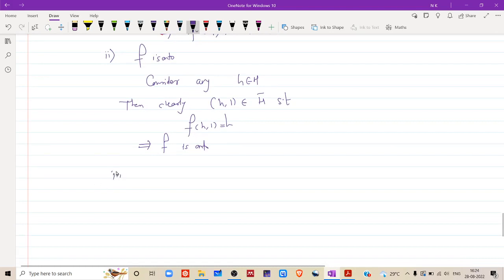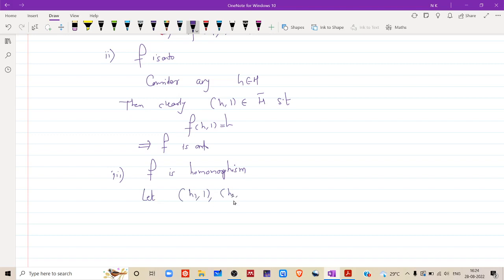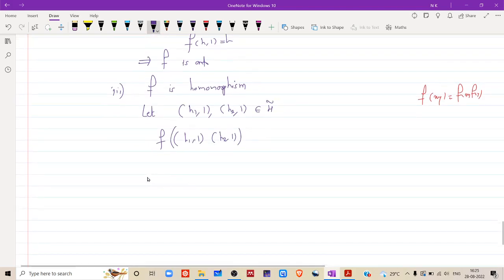And the last part: I want to establish that f is a homomorphism. So I want to prove that f is a homomorphism. For that I have to take two elements from the domain. So let (h1, 1) and (h2, 1) belong to H tilde. Let me tell you in short how we can prove the homomorphism. We have to prove that f of xy is equal to f of x into f of y, in general for any elements x and y in the domain. So here, f of (h1, 1) into (h2, 1): we have to prove that this is equal to f of (h1, 1) into f of (h2, 1).